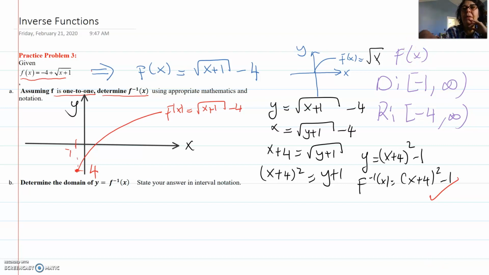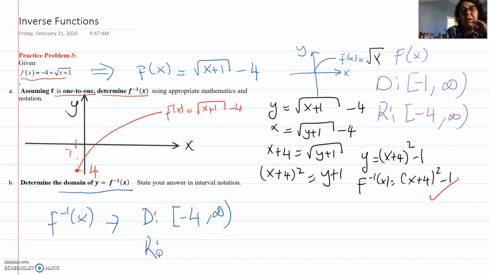Now by looking at that, we can determine the domain of f inverse of x. The domain will be the range, -4 to infinity, and the range will be its domain, -1 to infinity. So this is the correct answer for part B, and this is part A.